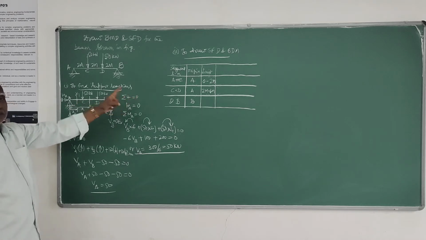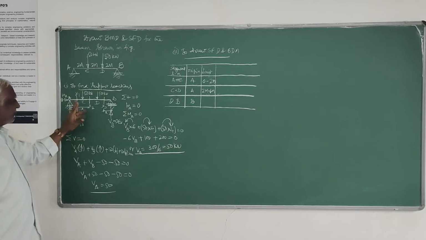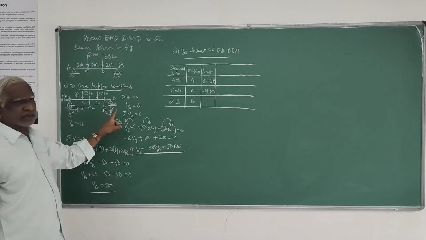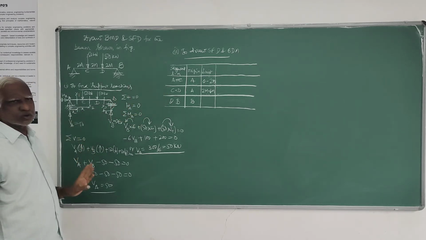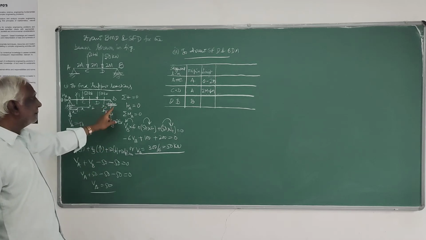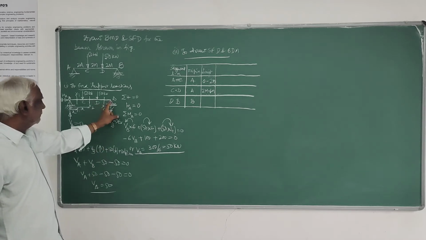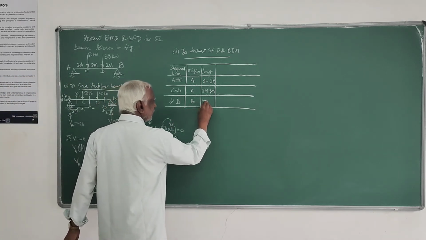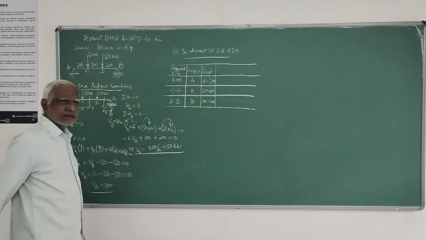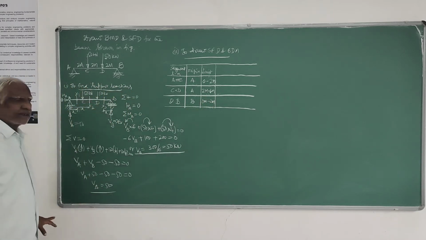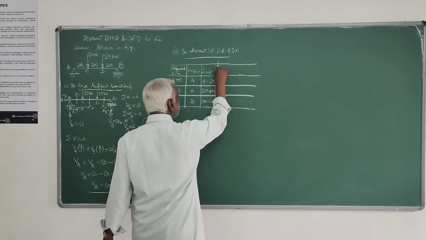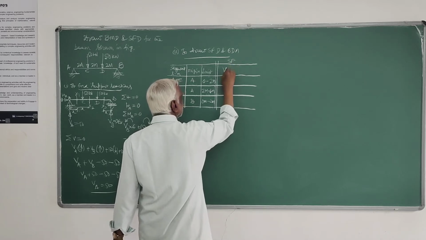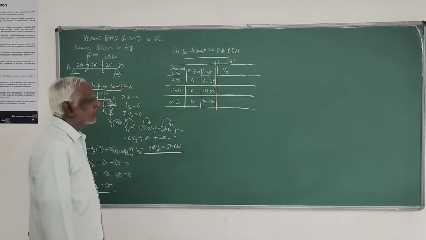C point is not A. A is the origin. From A, I am taking segment CD. C is at a distance of 2 meters. D is at a distance of 4 meters. So 2 to 4 meters. Then here B is taken as the origin. So B to D, it is x equals 0 to 2, again 0 meters to 2 meters. That's the length variation.